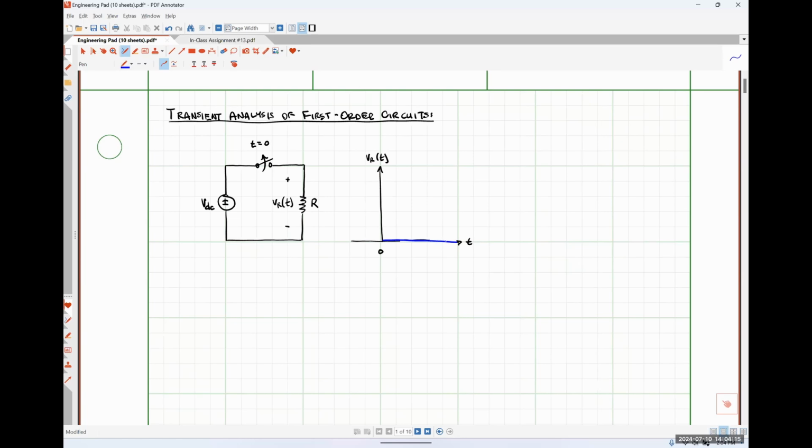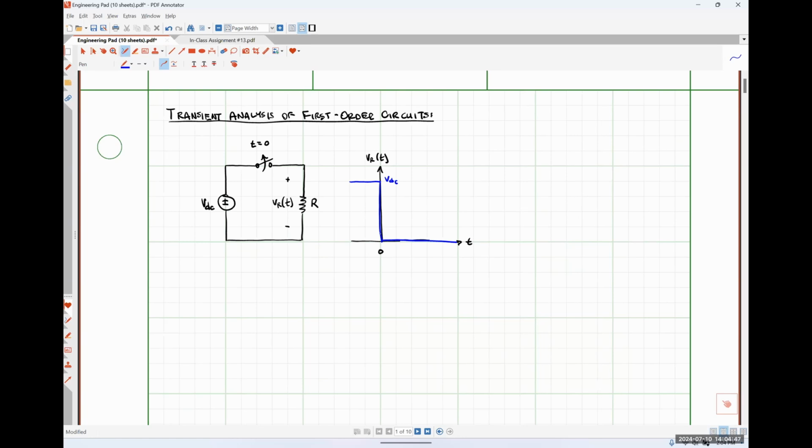Just VDC. Absolutely right. So if this level corresponds to VDC, we would see that the voltage drop across the resistor is VDC until the switch opens, and then it would instantaneously fall down to 0, and it would stay 0. So this circuit would be almost exactly like what we'd expect in a flashlight if we were trying to turn the flashlight off.